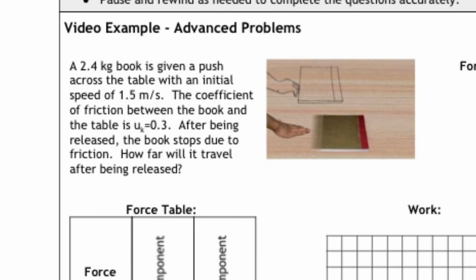A 2.4 kilogram book is given a push across a table with an initial speed of 1.5 meters per second. The coefficient of friction between the book and the table is 0.3. After being released, the book stops due to friction. How far will it travel after being released?